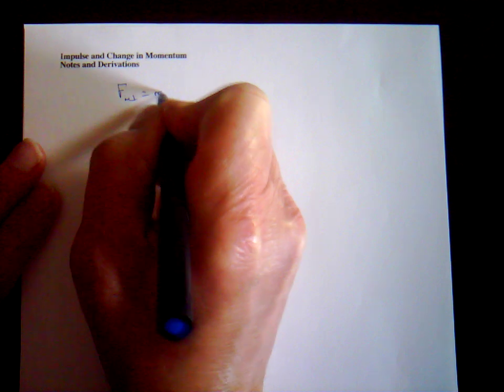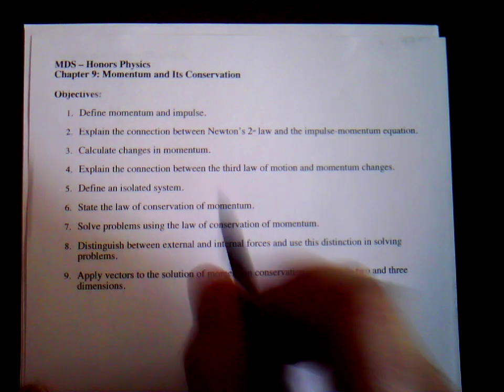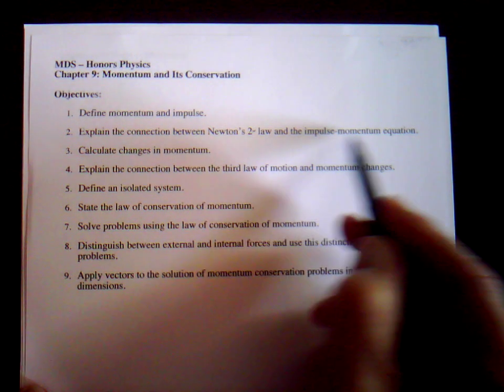We're going to start with Newton's second law. Net force equals mass times acceleration. And the subjective right here says, explain the connection between Newton's second law and the impulse momentum equation. That's what we're doing right now.